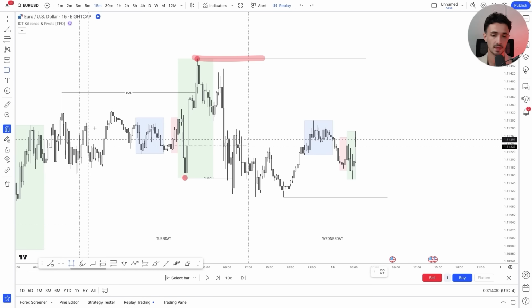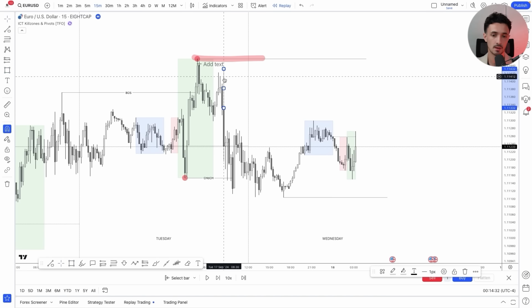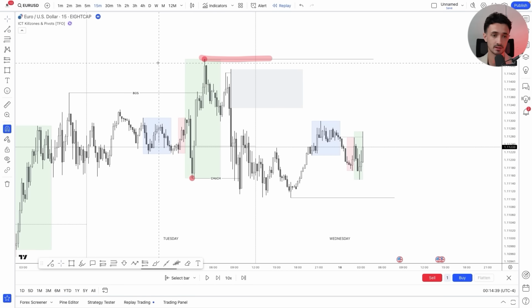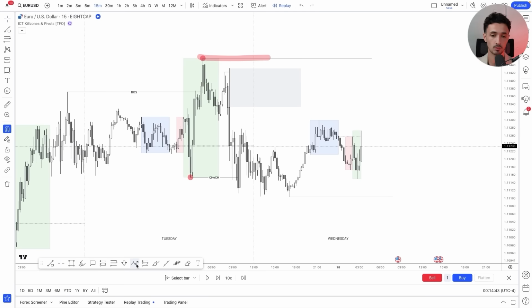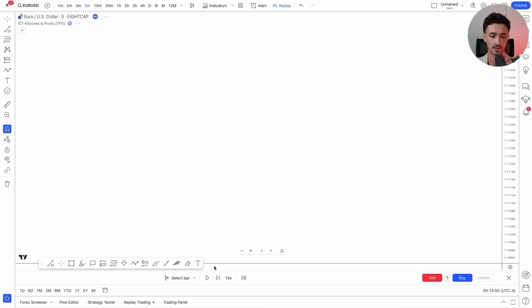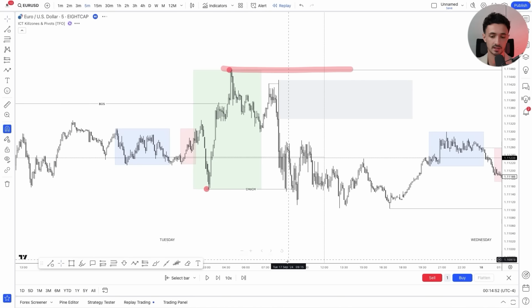So what I want to do is map out this wick right here. And this wick also consequently liquidates the high. So what happens in this wick? Does anybody know? If I drop down to a lower time frame from a wick, you'll see this. You'll see on a lower time frame a buy and then an aggressive sell like this. In fact, we can even go and take a look at it. Let's go to the 5-minute time frame and take a look at what that looks like, right?